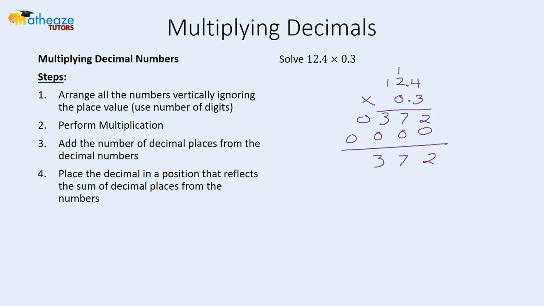And what we're going to do is we're going to add the number of decimal places. So we have 1 here and we have 1 here, so we're going to have 2. So we start from here, 1, 2. So this is what our result is going to be.